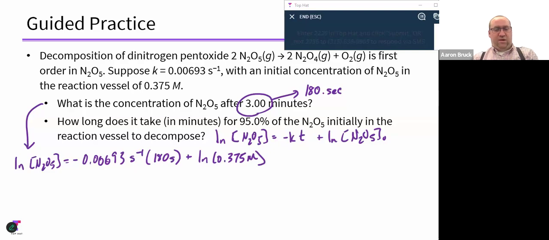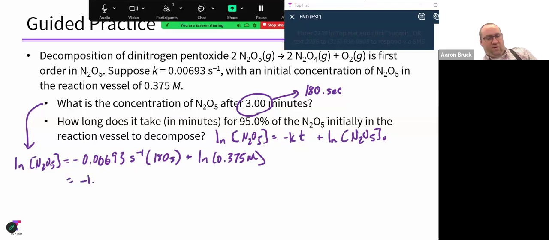0.00693 times 180 is negative 1.25, plus the natural log of 0.375 is negative 0.981. So I put those two together, and I've got negative 2.23.